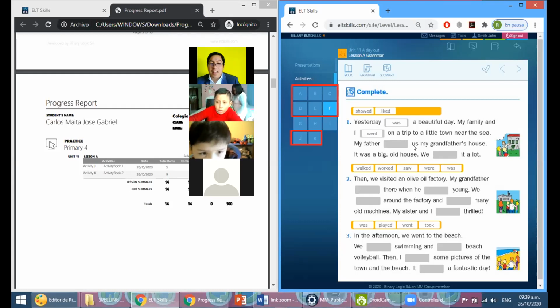My father showed my grandmother's house. Just look, this is your grandfather's house. My father liked it. And finally, liked it. Showed it. Mostrar. Me mostró. Showed us. Nos mostró. Okay? Showed us my grandfather's house. It was a big old house. We liked it a lot. Nos gustó mucho. See? The past. Liked it. The same, Adrián, please. Try to make sense. Okay? Continue, please. Continue with your activities.